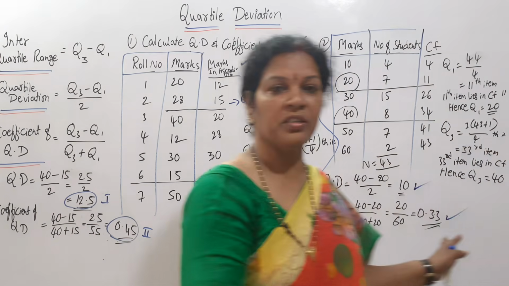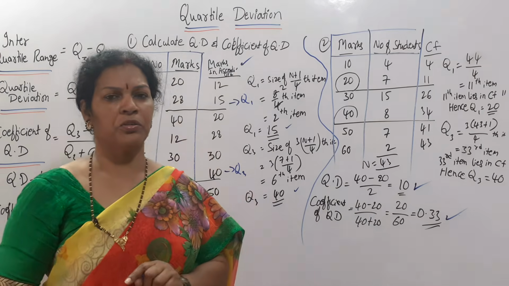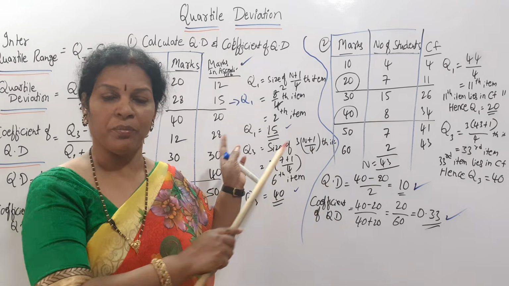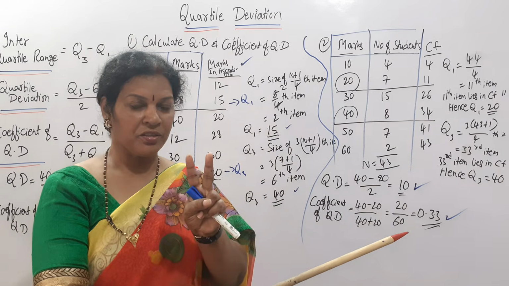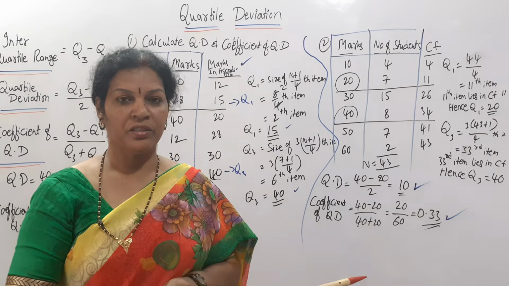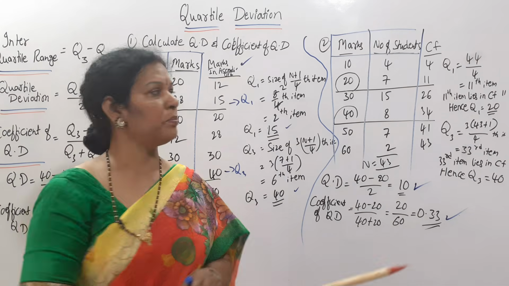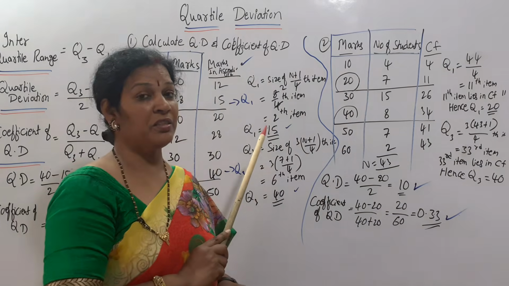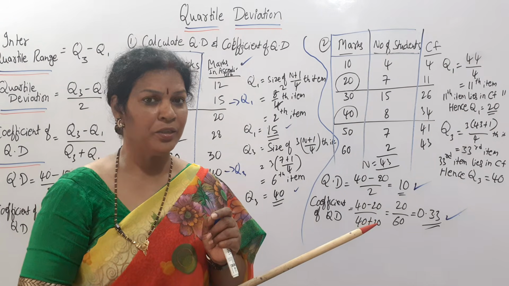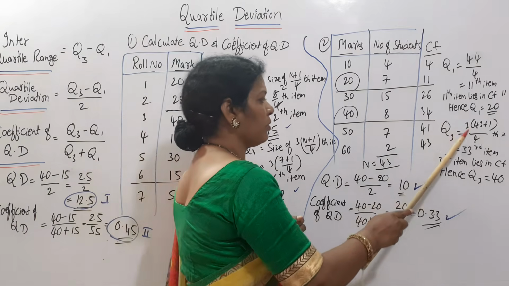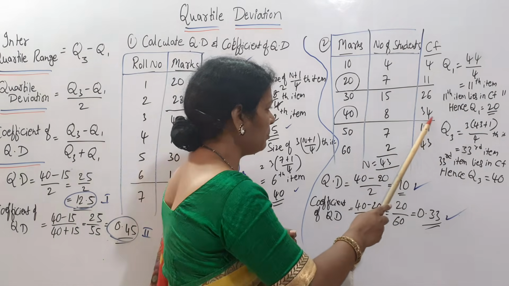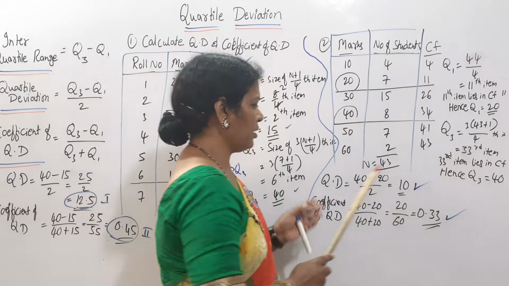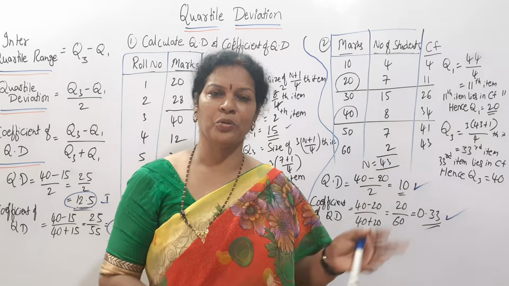In the same way here also, discrete series. Discrete series or continuous series, what we have to do first? CF. CF calculation is over. Then after that, same formula. Formulas are same. Individual discrete series formulas are same. First Q1 is size of n plus 1 by 4th item. According to that, 11th item. 11th item means Q1 is 20. In the same way, Q3 size of 3 into n plus 1 by 4th item. So according to that, you got 33rd item. 33rd item, it lies here. Okay, so Q3 is 40. Then applied in the formulas. That's all. Simple, very easy to understand.